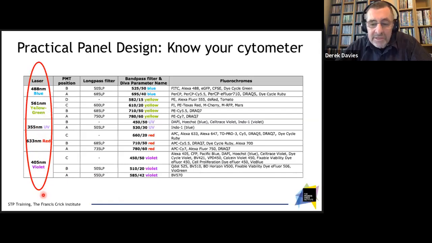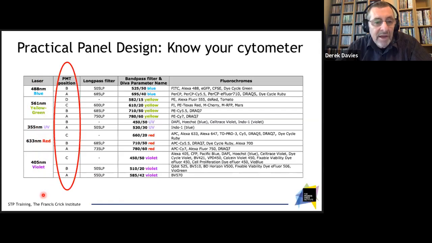But it's not just about the lasers, it's about the number of detectors we have on each of those laser lines. So I can see here I have 2 detectors on my blue laser, 4 on the yellow-green, 2 on the UV, and 3 on both the red and the violet line, which I think adds up to 12 colors. Is that right? Something like that. So I know I'm going to be limited immediately to the number of detectors that I have. So I know that if I want to do an experiment that involves the brilliant UV dyes, I can only measure 2 of them.